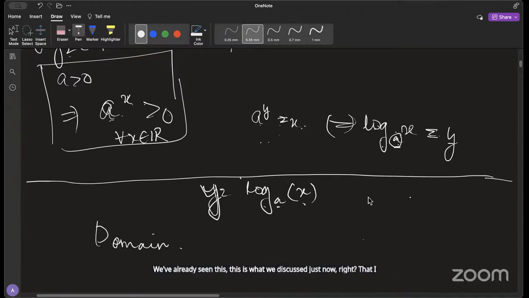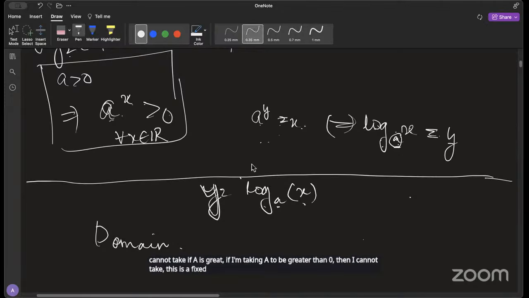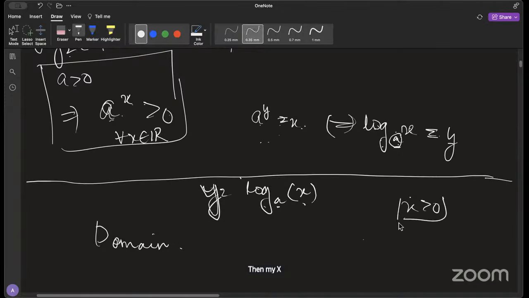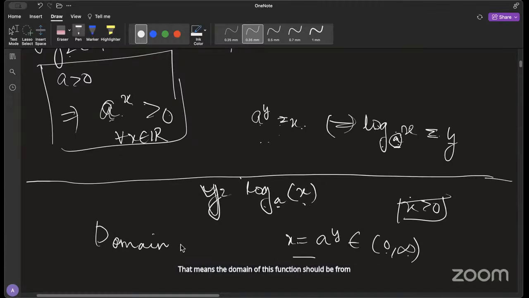If I'm taking a to be greater than 0, this is a fixed condition, then my x has to be greater than 0, right? We just discussed it. Because a to the power y cannot be a negative number, or 0 either. That means because a to the power y belongs to 0 to infinity, the domain of this function should be from 0 to infinity, right? So my domain is this for this function. Is this okay?